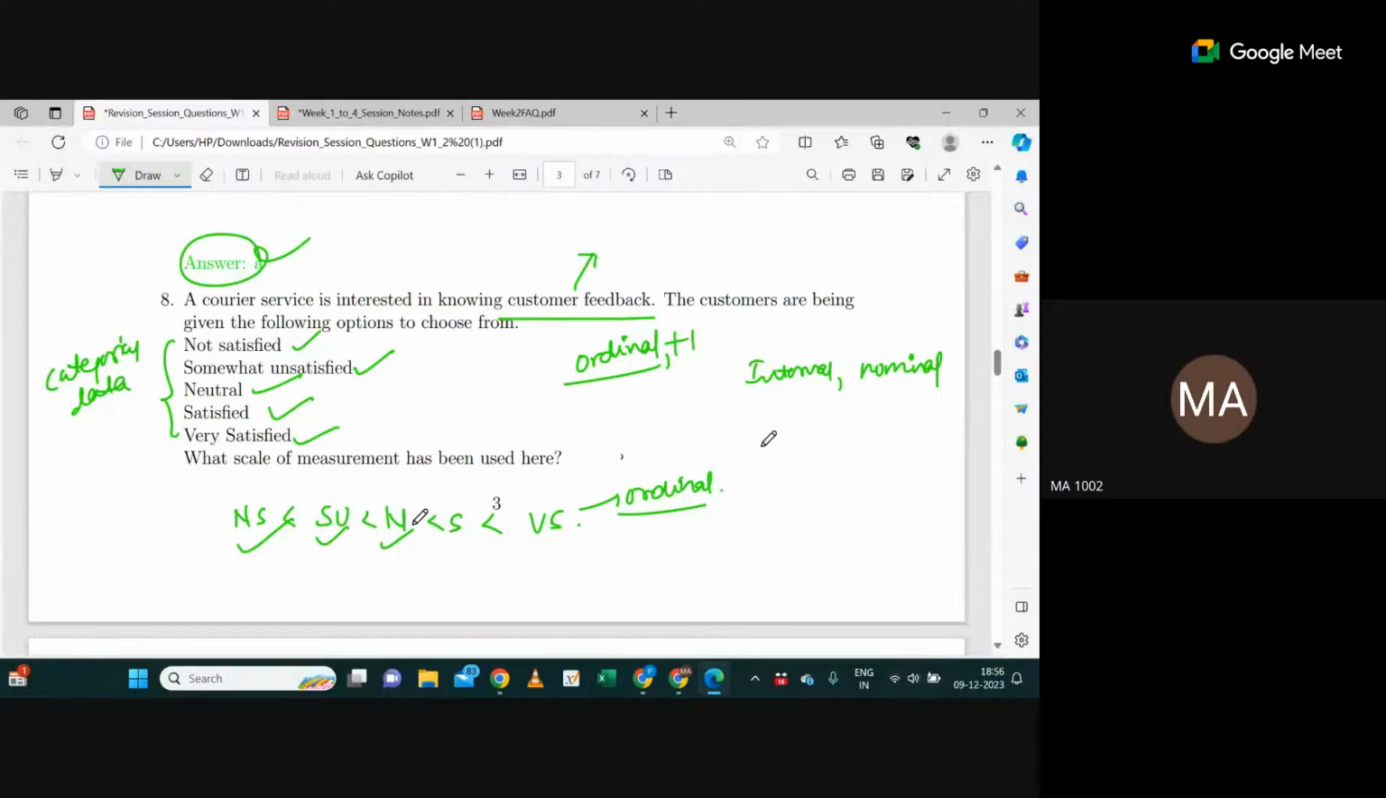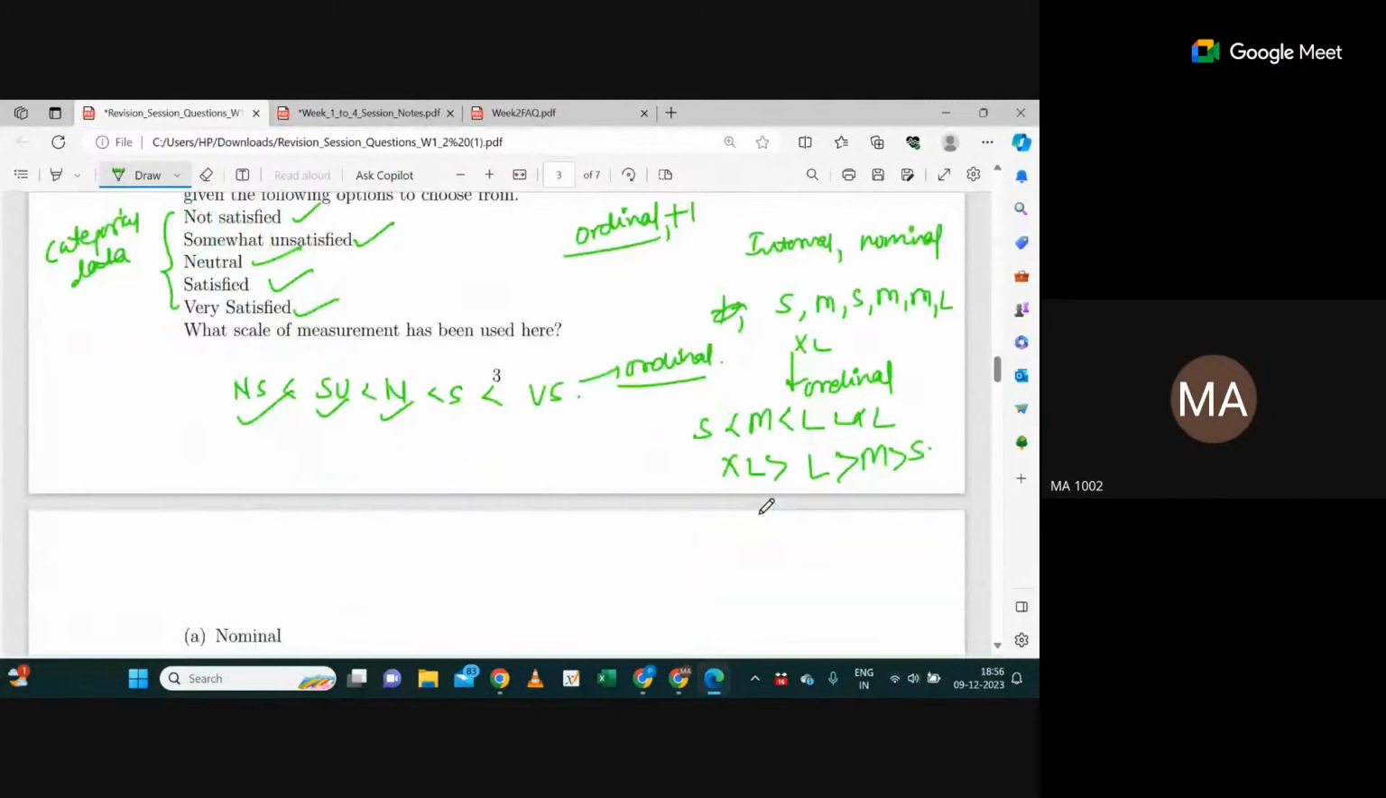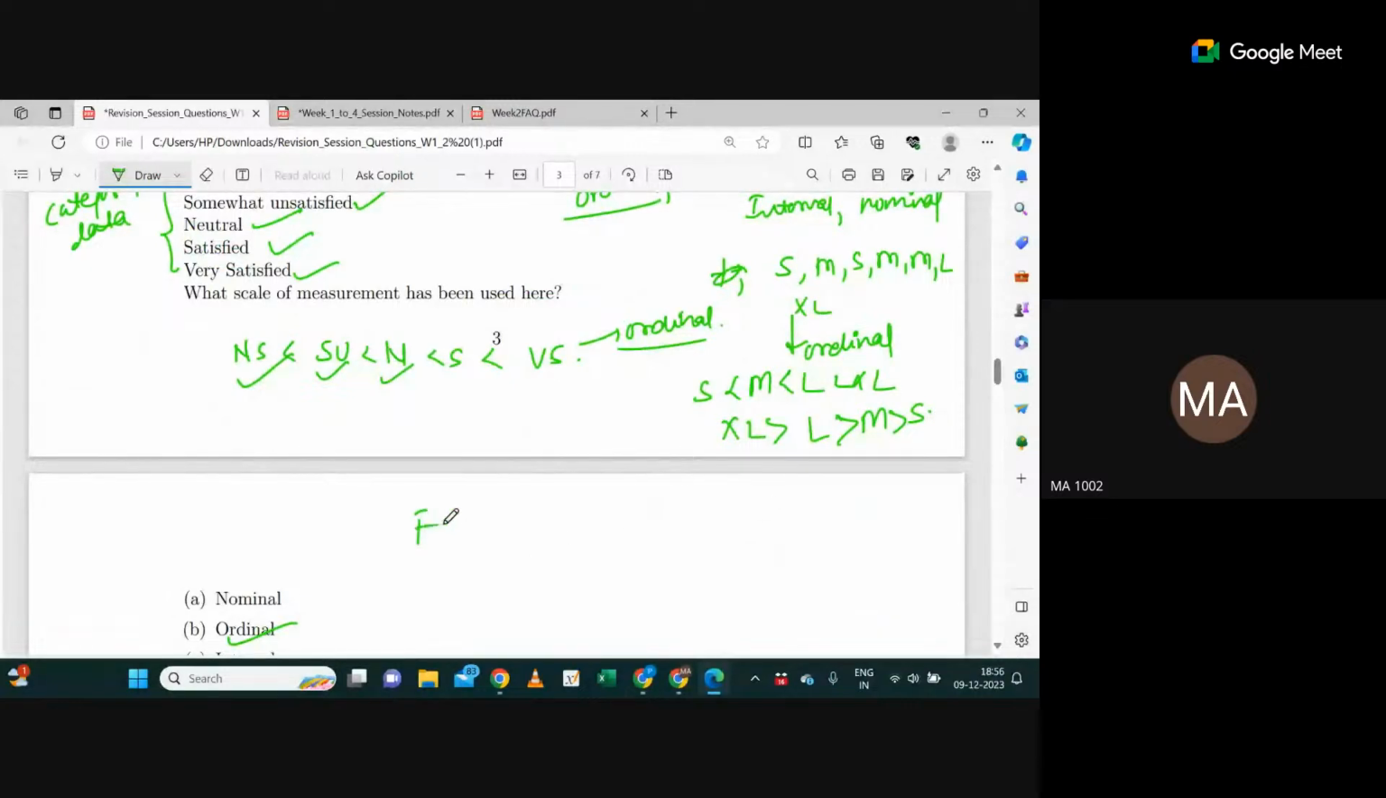For example, suppose you have t-shirt sizes: small, medium, large, extra large. Tell me, is this ordinal or nominal? Ordinal, right? I can make an order in between: small, medium, then large, then XL, or in reverse, XL, large, then medium, then small. Yes or no?